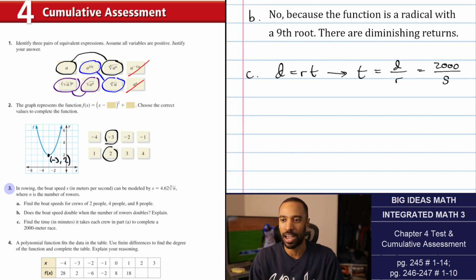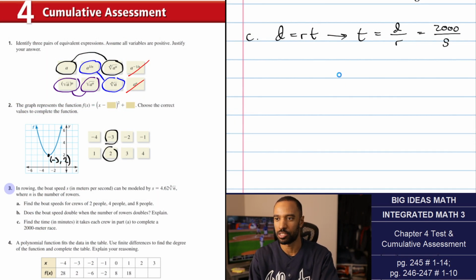This is where I actually would be better off not using the table that I had in the calculator, but going into what I did before. Let's do 2,000 divided by, and then let's do that thing here. Vars, Y vars, use our function, and do the exact number for 2 people, 4 people, and 8 people. And this is the times they're going to take. These are in seconds. They want it in minutes eventually. So I'm going to write down these numbers here for 2, 4, and 8.